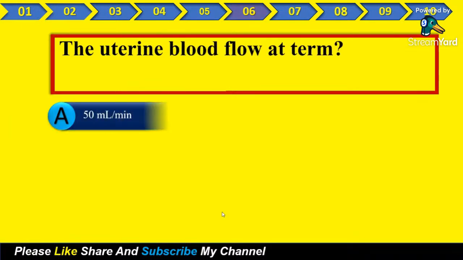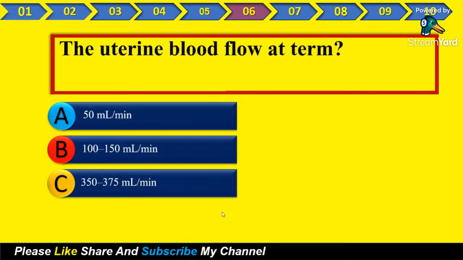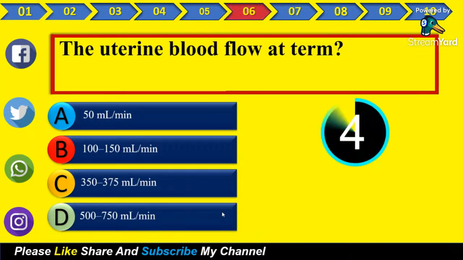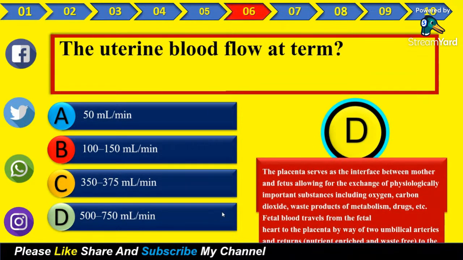The uterine blood flow at term is A. 50 ml per minute, again a factual question, B. 100 to 150 ml per minute, C. 350 to 375 ml per minute, and D. 500 to 750 ml per minute. So what do you think is the correct answer here? D. 500 to 750 ml per minute.